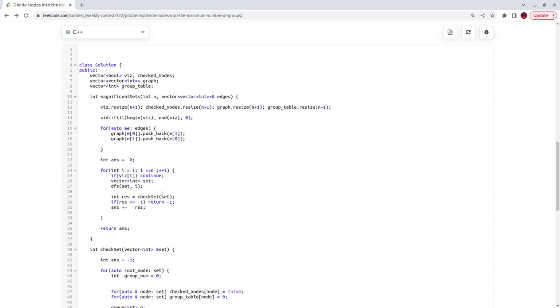And after we find the result for this set, if it's -1 we return directly, otherwise we add the answer to our final answer.